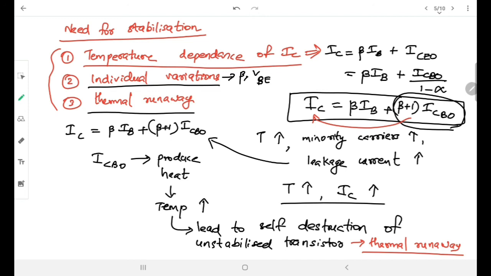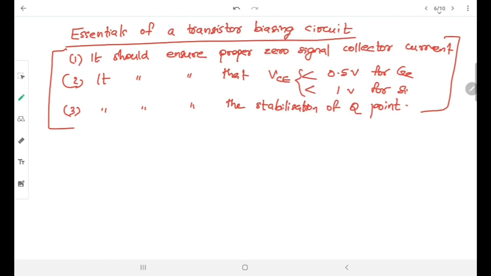Since IC is dependent on temperature, when temperature is changing, it will develop heat inside the transistor and it will cause a self-destruction of the unstabilized transistor. It is called thermal runaway. So we need biasing, or we need stabilization. So the essentials of a transistor biasing circuit are three points. First, we need to ensure proper zero signal collector current in the biasing circuit. Next, we should ensure that the proper minimum VCE is maintained. And third, the biasing circuit should ensure the stabilization of Q point.